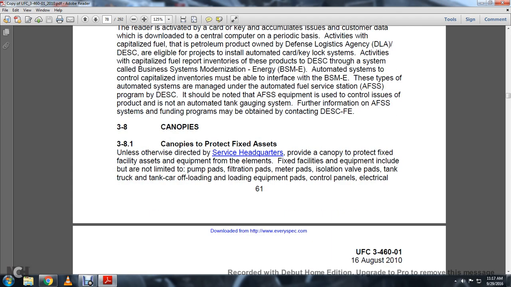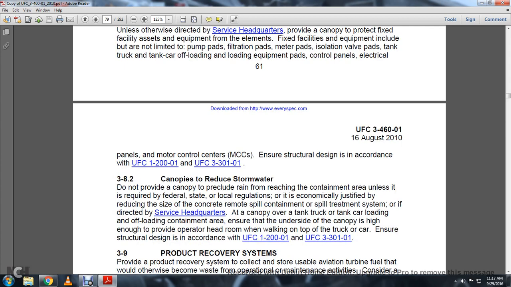3.8 Canopies. 3.8.1 Canopies to protect fixed assets. Unless otherwise directed, the service headquarters provides a canopy to protect the fixed facility equipment, including but not limited to pump pads, filtration pads, meter pads, isolation valve pads, tanker truck and tanker car offloading and loading equipment pads, and control panels, electrical panels and motor control centers. Ensure the structural design is in accordance with UFC 3-301-01.